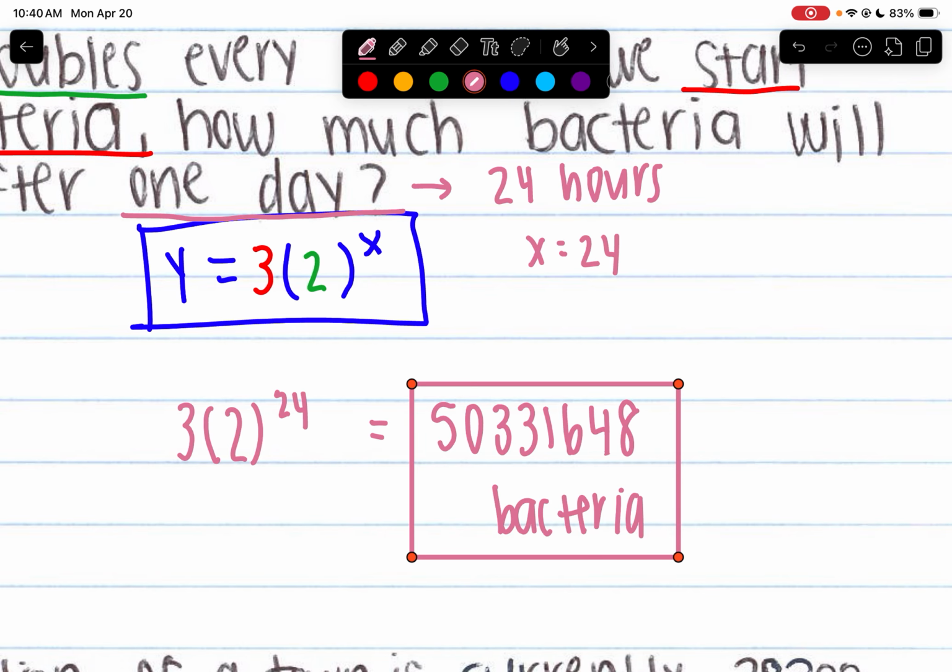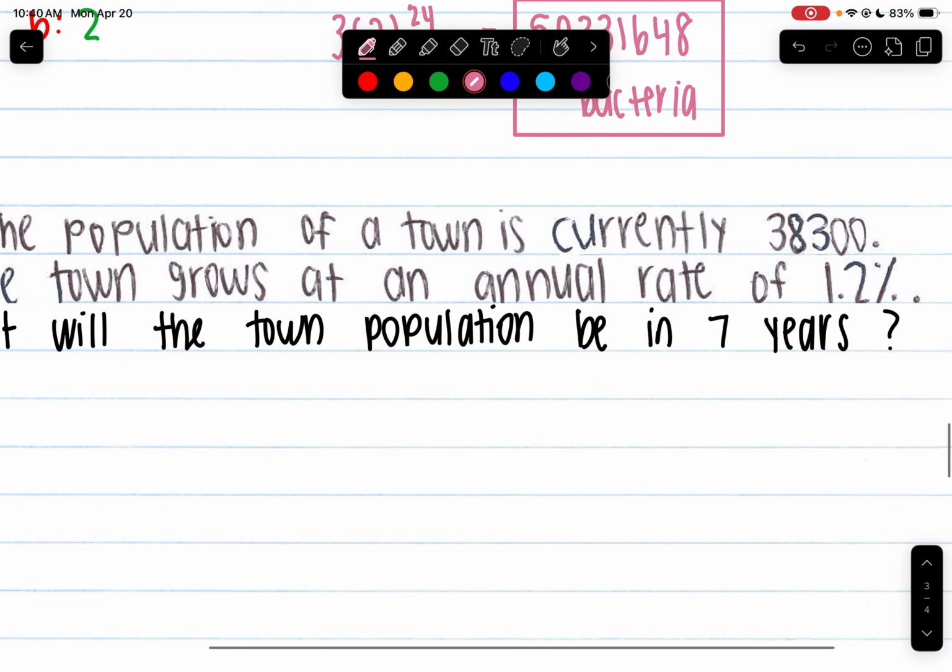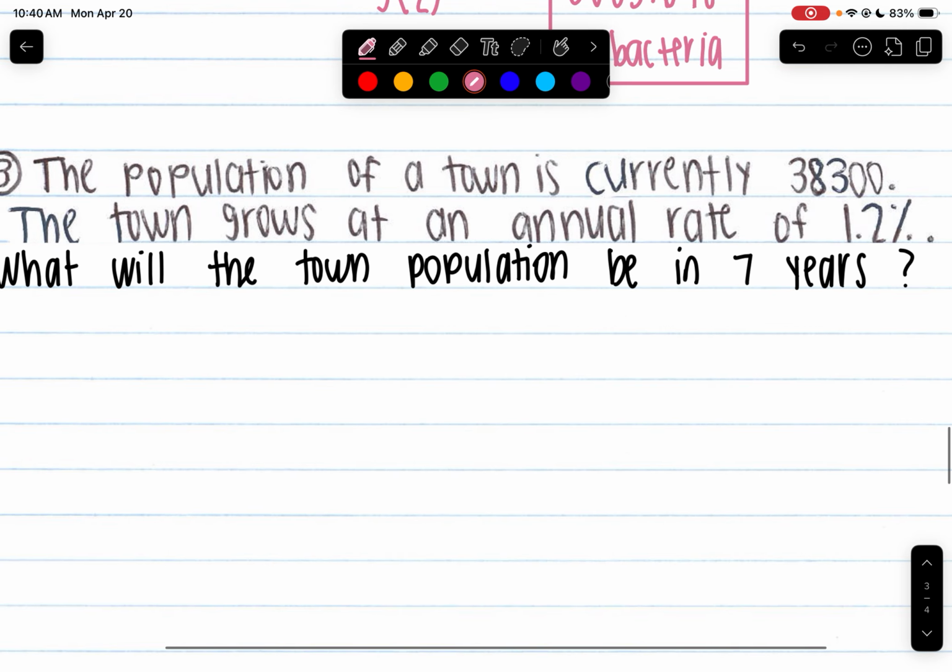All right, moving on to the last question here. The population of a town is currently 38,300. The town grows at an annual rate of 1.2%. It's a percent symbol and then a period. What will the town population be in 7 years?